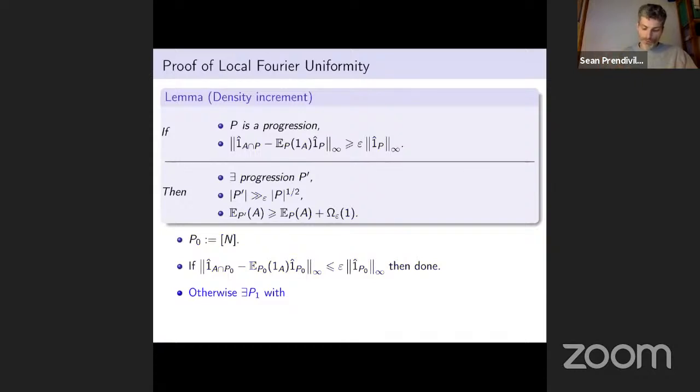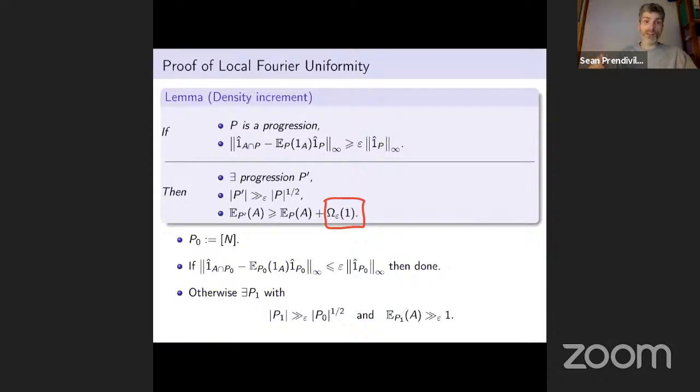And if it's not true, we're in this situation. So we can apply the density increment lemma. We obtain a new progression whose length is the square root of the first progression, and where the density of A on this set has incremented by some constant depending on the level of uniformity epsilon.